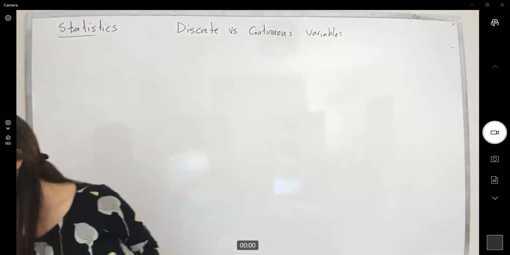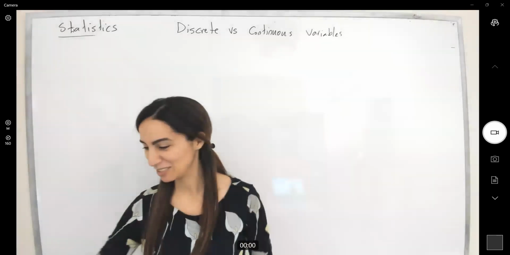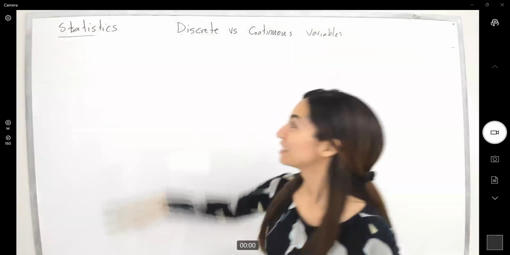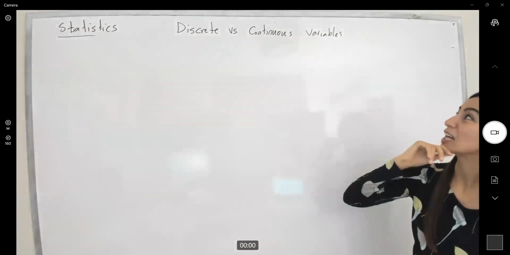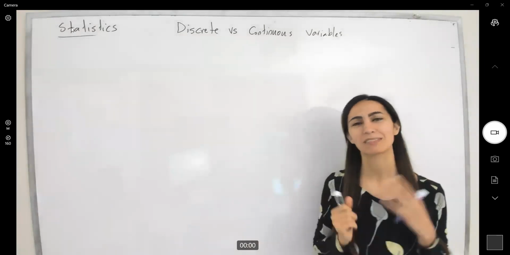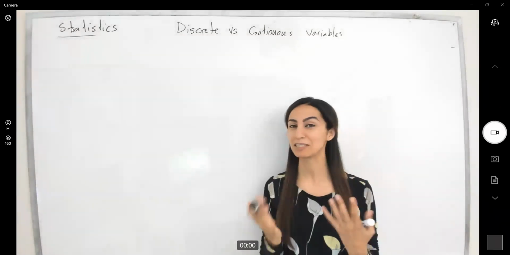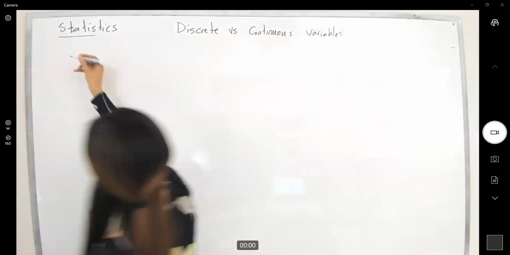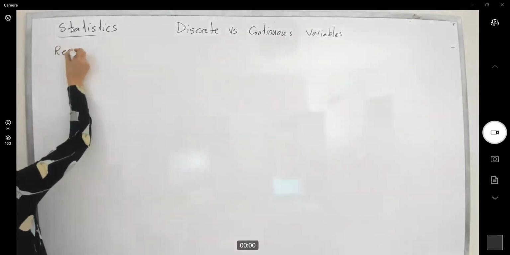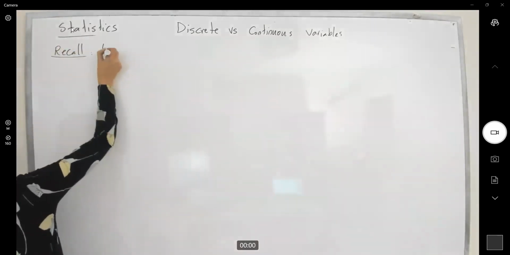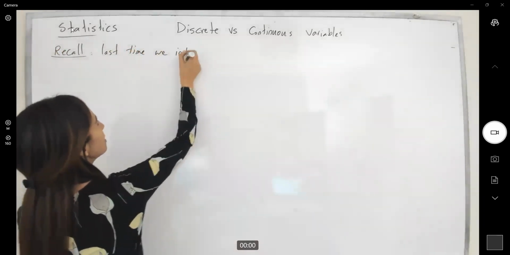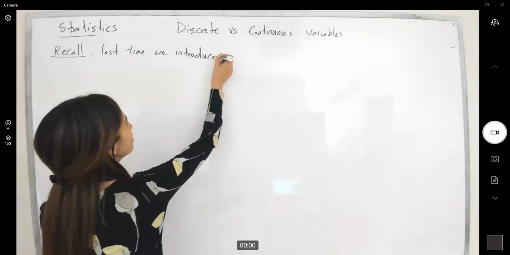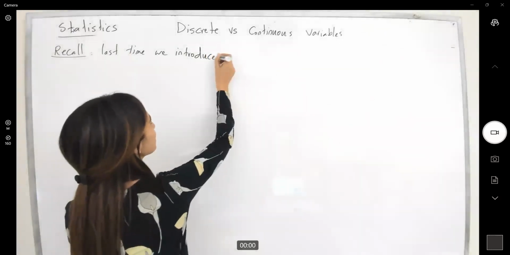Hey, welcome everybody. So let us continue our lecture. We are talking about discrete versus continuous variables. Remember last time we talked about different types of events? Last time we introduced different types of events.